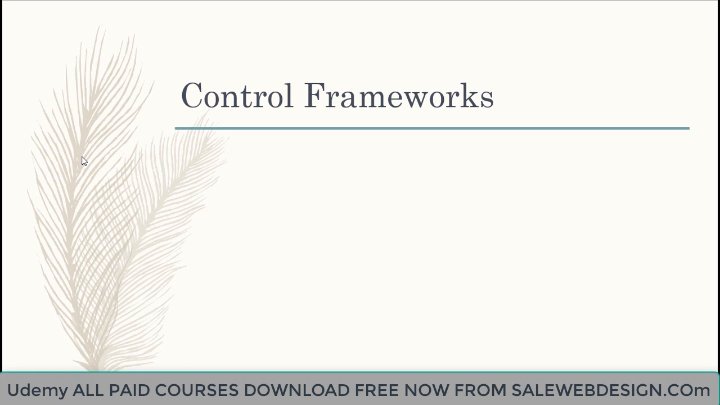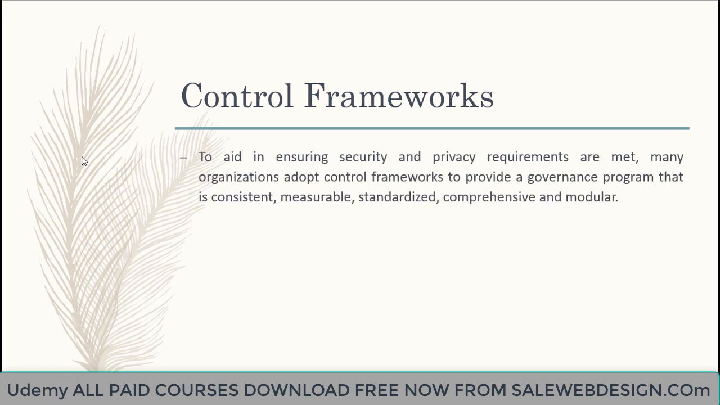Now, control frameworks. For ensuring security and privacy requirements are being met, there are around five things which are really important, and I can describe those here: consistent, measurable, standardized, comprehensive, and modular.